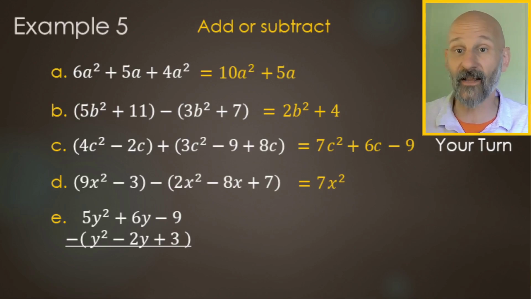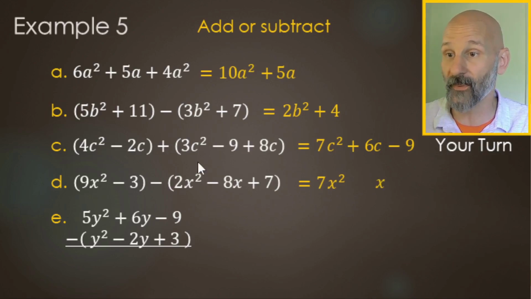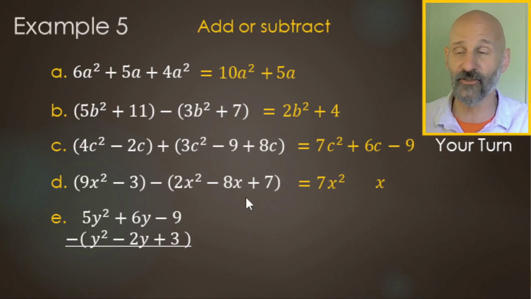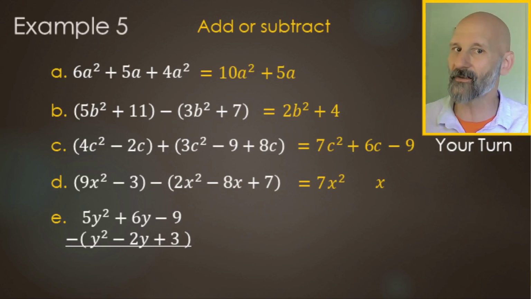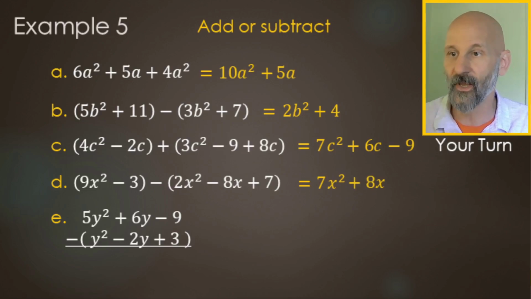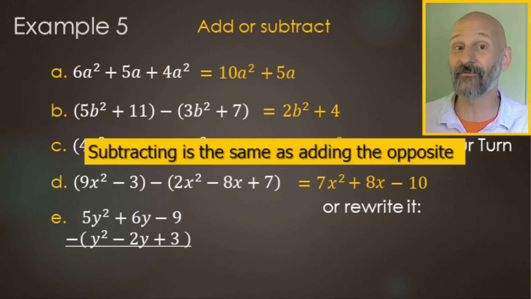Now let's look at the x terms. Now in this case here, we have no x terms in this binomial, but this trinomial does have an x term. But check it out. This is tricky. You're minusing a negative 8x. So anytime you minus a negative, you change that to a plus 8x in this case here. Now let's look at the constant terms. We have a negative 3 or a minus 3 minus a positive 7. So negative 3 minus 7, that's going to make a negative 10.